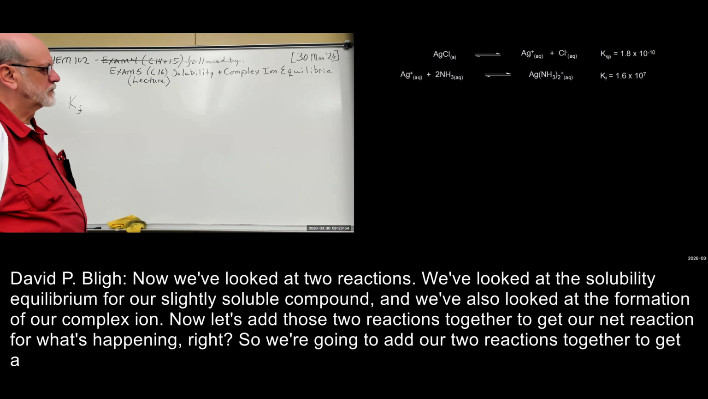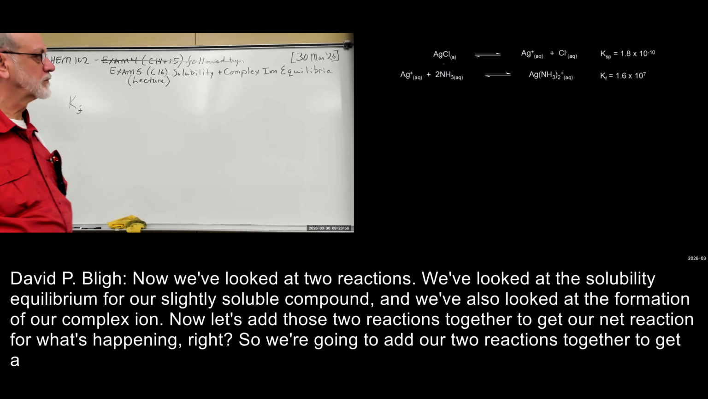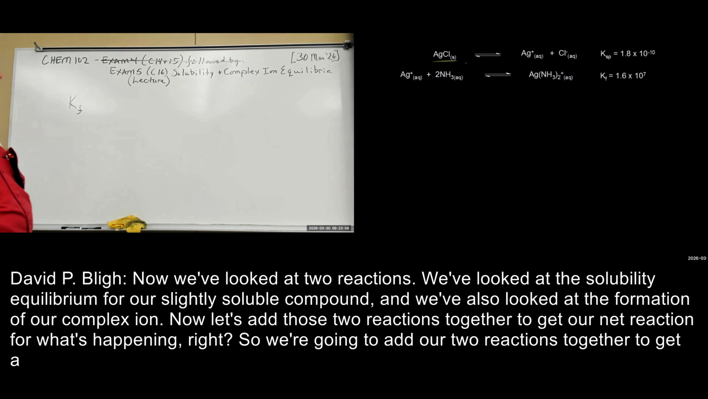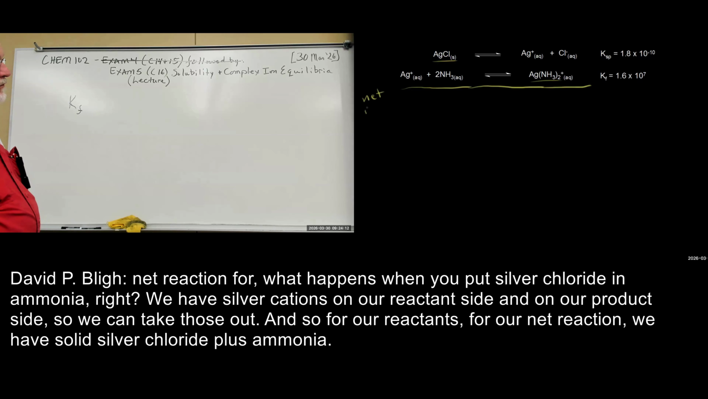Now we've looked at two reactions. We've looked at the solubility equilibrium for our slightly soluble compound, and we've also looked at the formation of our complex ion. Now let's add those two reactions together to get our net reaction for what's happening. All right? So we're going to add our two reactions together to get a net reaction for what happens when you put silver chloride in ammonia.